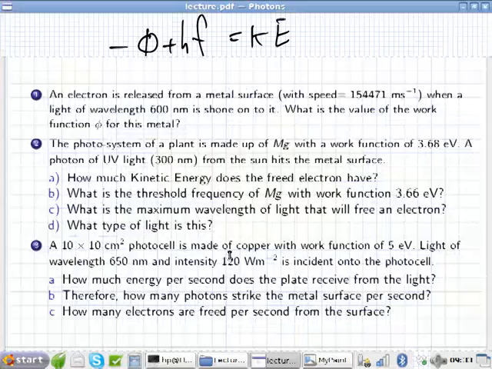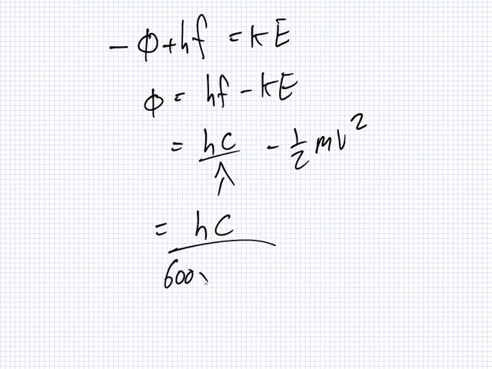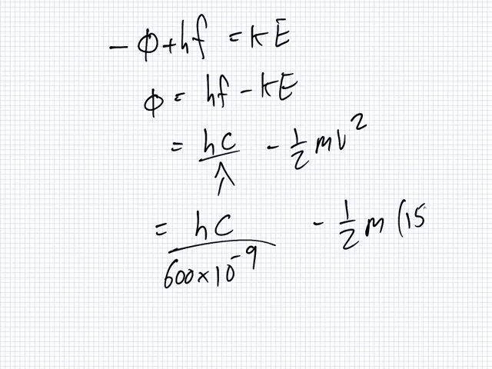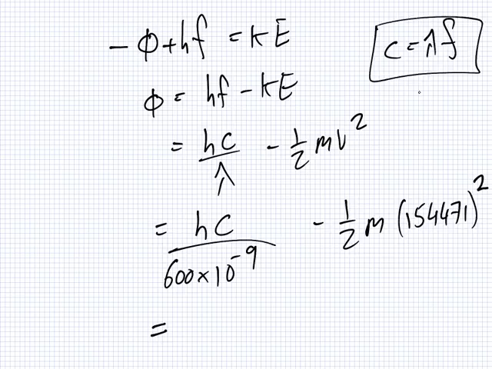What's the lambda? It's 600. And what's the v? 154471 squared. Why is the frequency c over lambda? That's for the photon, but does the electron travel at the speed of light? No, this is for the photon. Oh, yeah. Right.